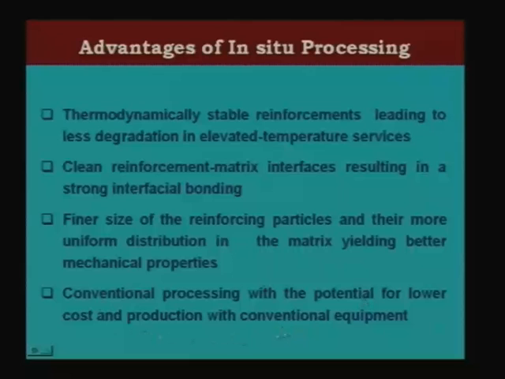And another thing is, this is conventional processing with the potential for lower cost and production with conventional equipment. That means one can use the normal conventional equipment itself. You do not need any special tools. For example, in-situ composites can be just melted in a normal furnace and then poured into a mold of any particular intricate shape, and then generate the casting of the shape that you are interested in. So you do not need any additional capital cost than what you have in case of the typical conventional stir casting route. In fact, in case of stir casting, you need to have a stirrer.